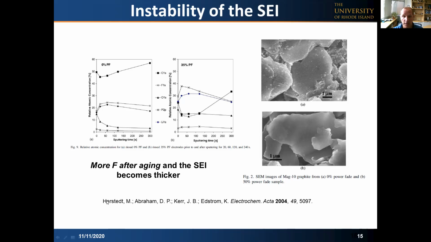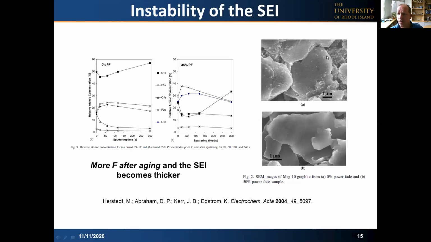Now, this was a really nice series of papers published by Argonne National Laboratory by Daniel Abraham and Christina Edstrom, who's also at Uppsala in Sweden. And basically what was observed is that upon the aging of the cell, going from fresh cells with 0% power fade to cells with 35% power fade after a significant amount of calendar life aging and cycling aging, the composition of the SEI changes significantly by XPS. You start off with low concentrations of fluorine and high concentrations of carbon. And after a significant amount of aging, you see very significantly higher concentrations of fluorine and lower concentrations of carbon.